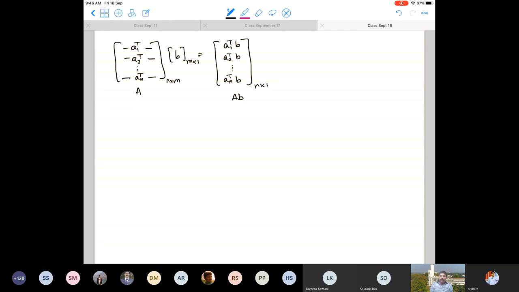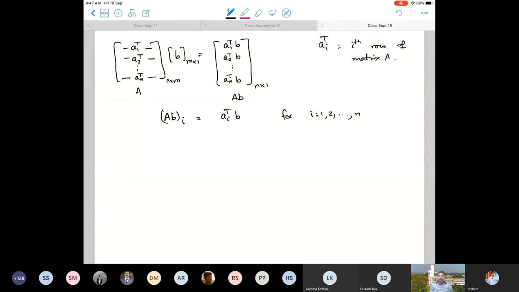If I want to define it in terms of a formula, how will I define it? The ith entry of AB is Ai transpose B for i equal to 1, 2, up to n. And what is Ai transpose? Ai transpose is the ith row of the matrix. I hope you understand what I have done here. Is there any question about what I have done here?